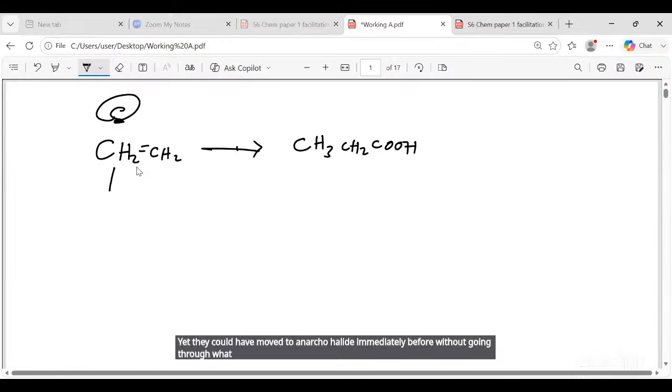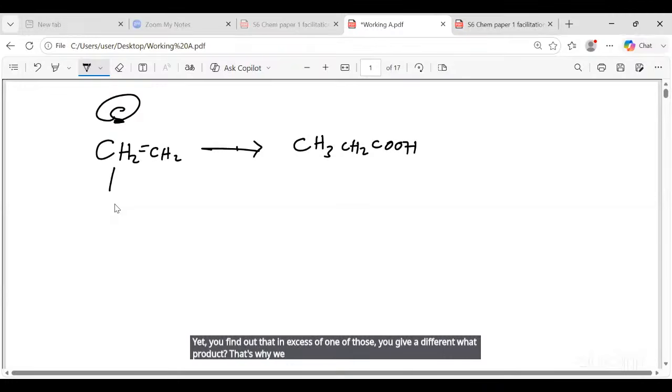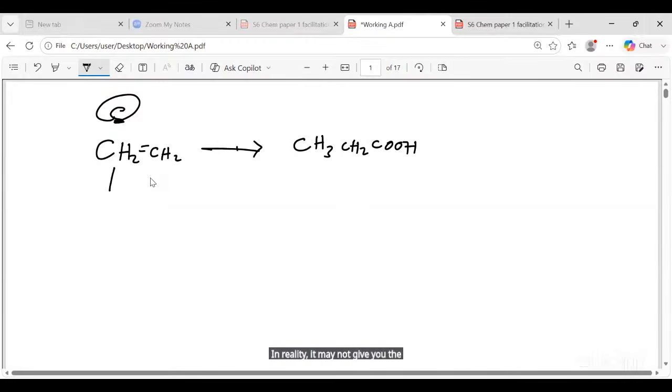An alkane. Because moving from an alkane to an alkyl halide, maybe like chloroethane, you use chlorine in presence of UV light. Yet you find out that in excess of one of those, you'll give a different product. That's why we don't encourage that one, because it's going to lead you through very many stages, and also the product you're getting there, you're not very sure. In reality, it may not give you the intermediate that you want.